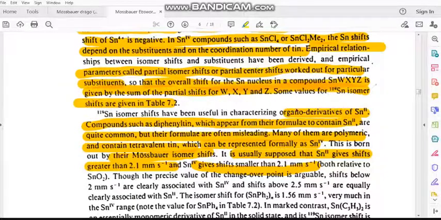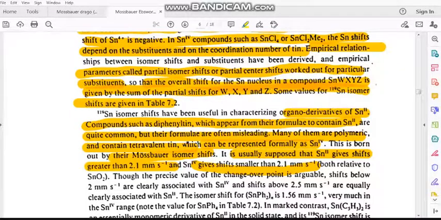Here two phenyl groups are attached to the tin, and from the formula it shows the tin is present in the +2 oxidation state. Compounds such as diphenyl tin, which appear from their formula to contain tin 2, are quite common, but their formulas are often misleading. That means it's a polymeric compound. But from the formula we can say tin is in a +2 oxidation state. Many of them are polymeric and contain tetravalent tin.